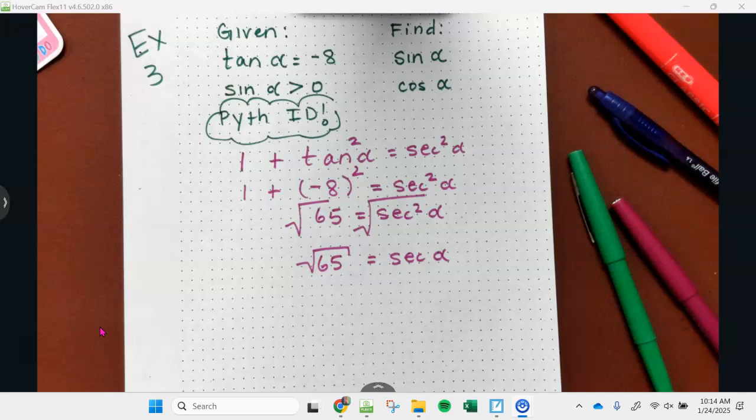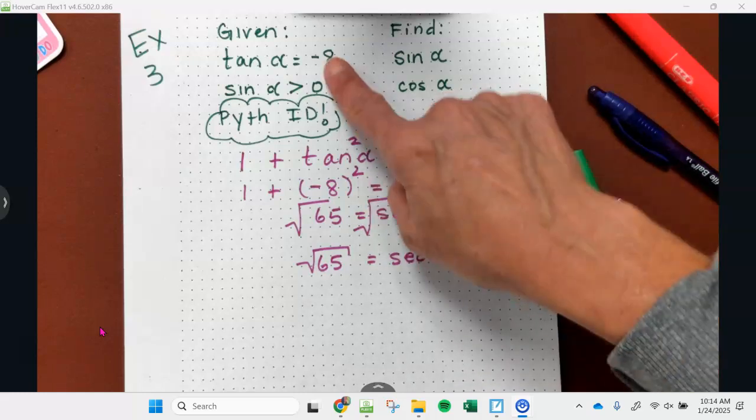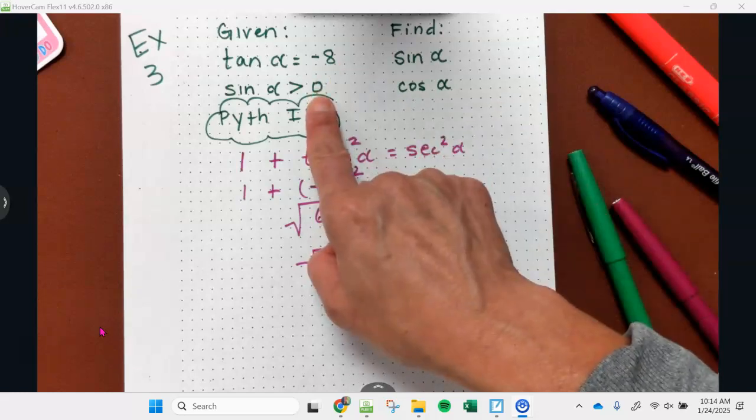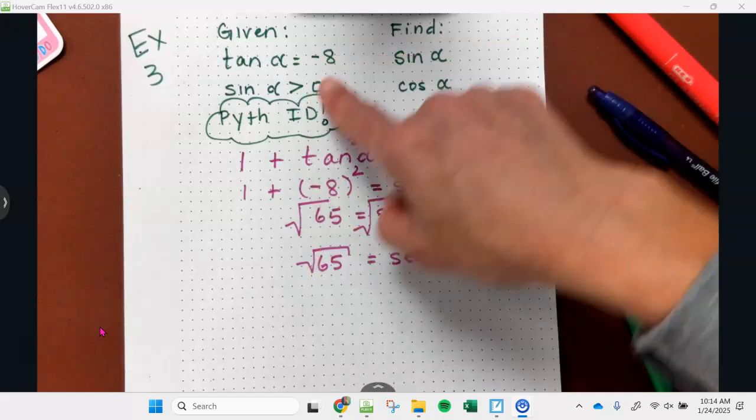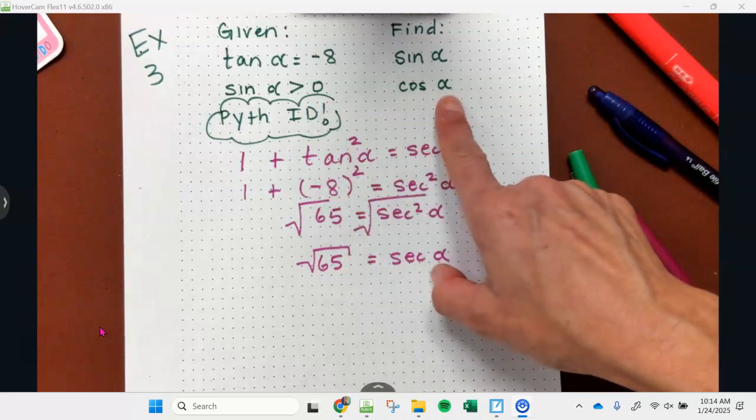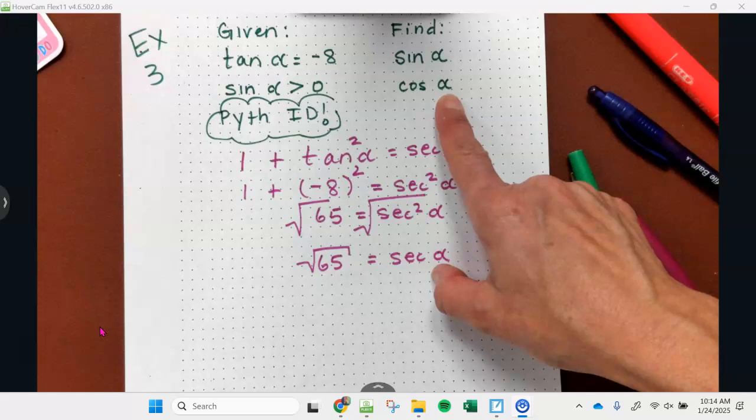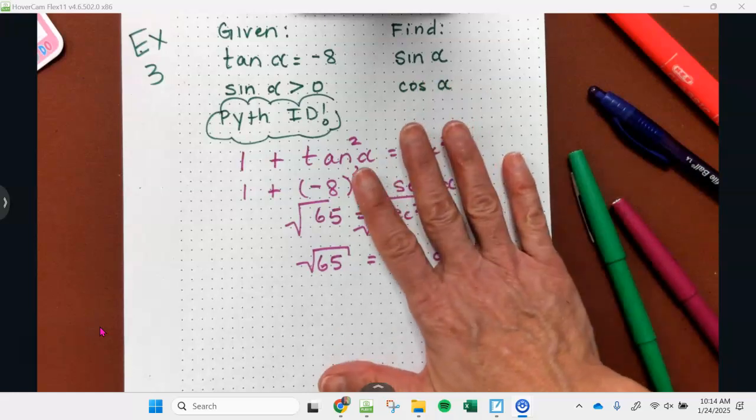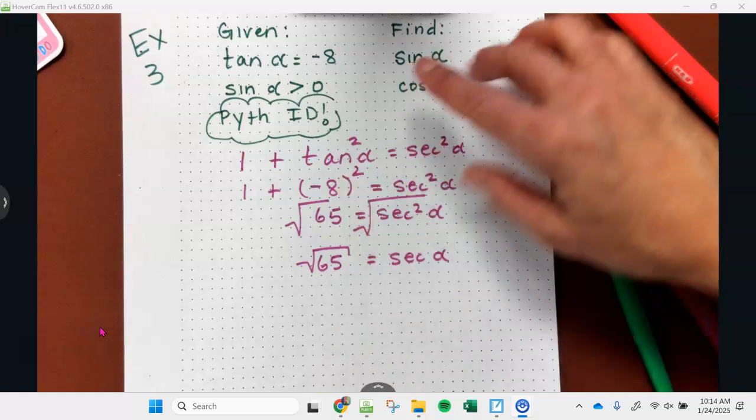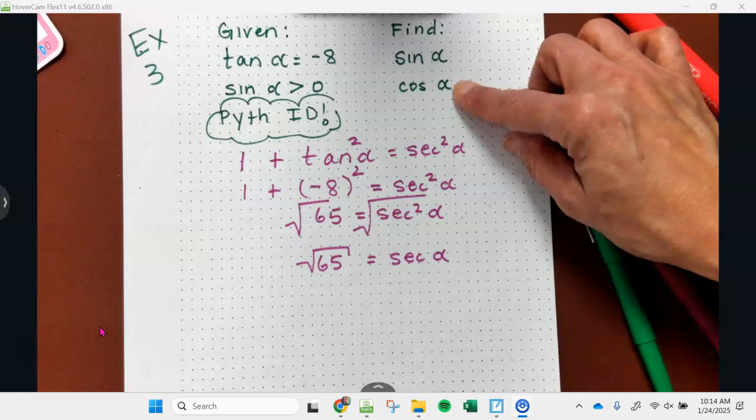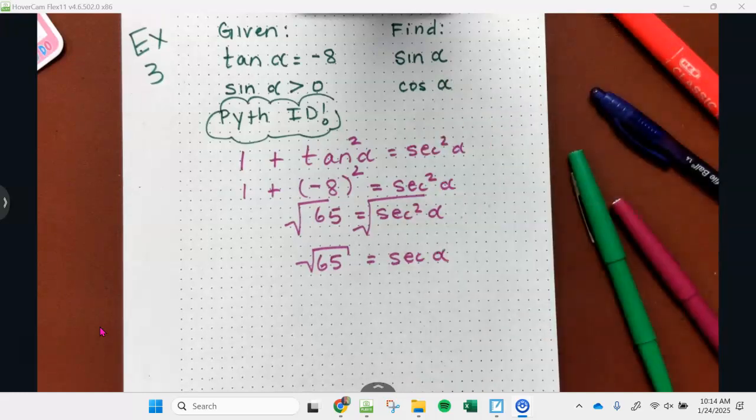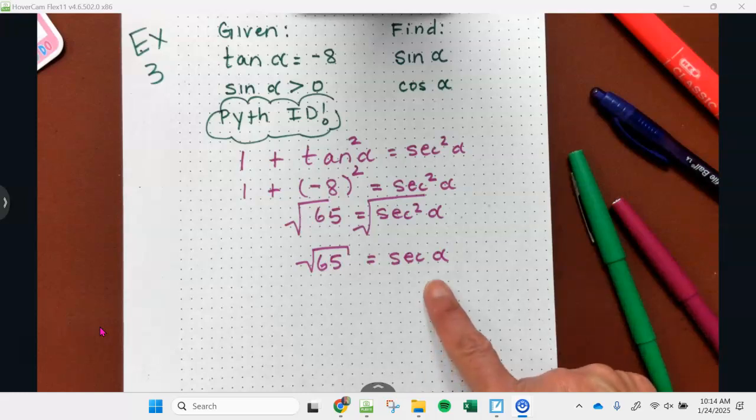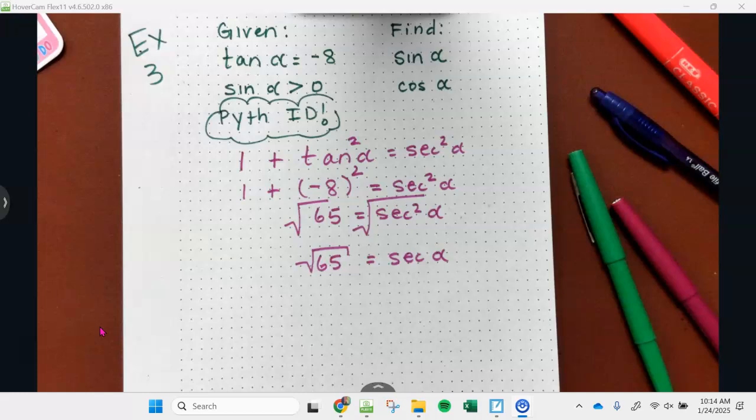So remember, this is tangent. And tangent is the quotient of sine over cosine. Tangent's negative. Sine is positive. If tangent's negative and sine is positive, what does cosine have to be? A negative divided by a positive is negative. It has to be negative. So if cosine is negative, which it has to be, then its reciprocal has to be negative. So the only answer for this is -√65.